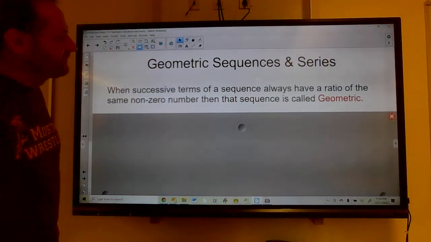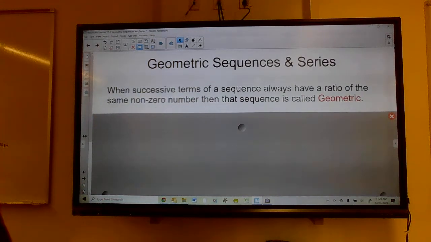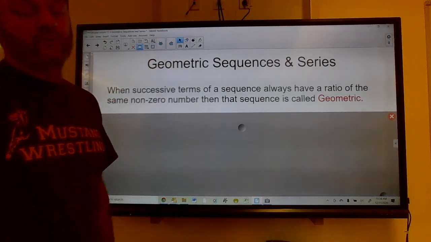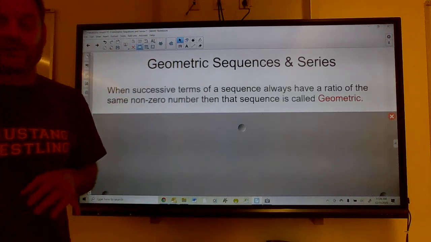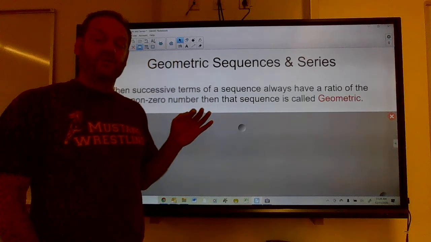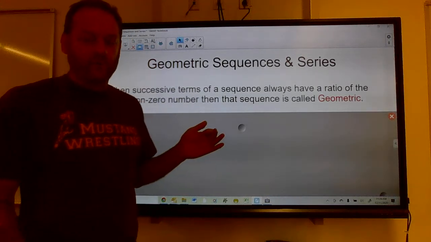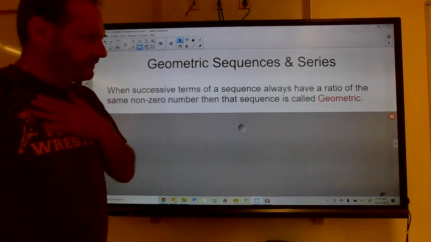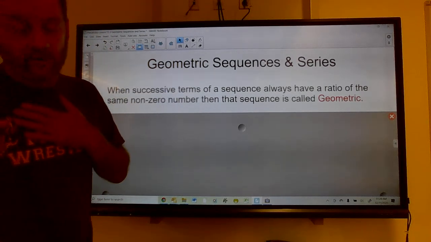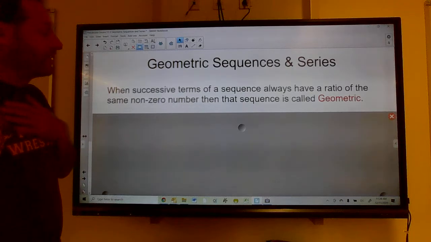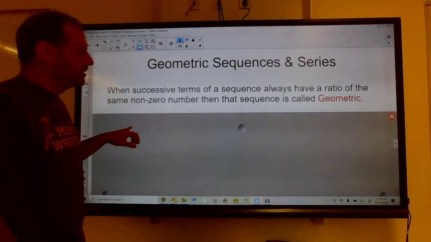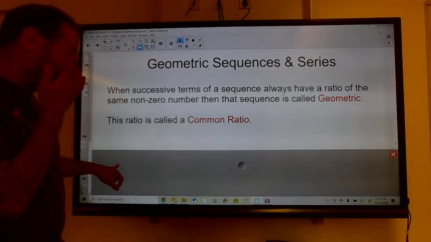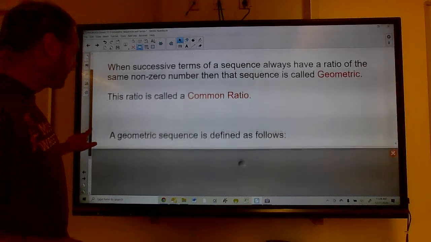When successive terms of a sequence always have a ratio of the same non-zero number, then that sequence is called geometric. Okay, this sounds very similar to when we did arithmetic. The difference between an arithmetic sequence and a geometric sequence is there is a common difference between terms of an arithmetic sequence, and there is a common ratio between consecutive terms of a geometric sequence. It's called the common ratio, usually denoted with the letter R.